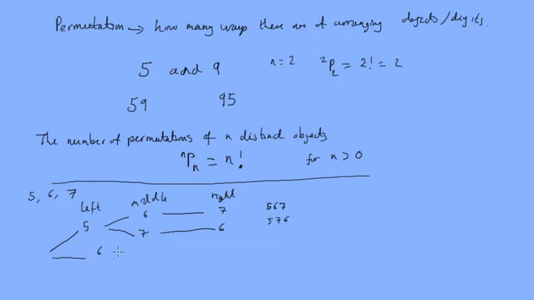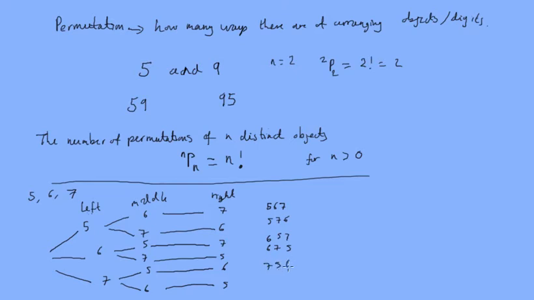If you had 6 as your left hand digit, and then you'd have 5 and 7 as the possible options for the middle digit, then you'd have either 7 or 5 for the right digit. So the next combinations would be 657 and 675. And finally, if you had 7 as the left hand digit, you would then have 5 or 6, and then 6 or 5. So you'd have 756 or 765. So there's 1, 2, 3, 4, 5, 6 combinations.